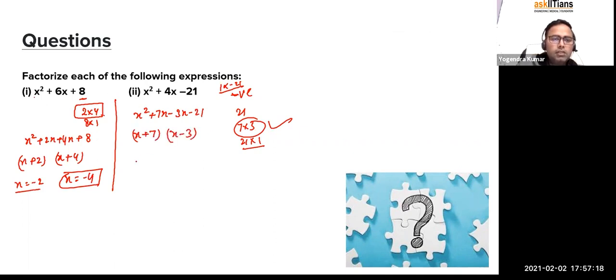You can do it with the steps. So x equals minus 7 and x equals 3. These are the zeros we have. You can always practice it. You should practice more questions so that you get a complete hold of this topic. It is a really, really very important topic.